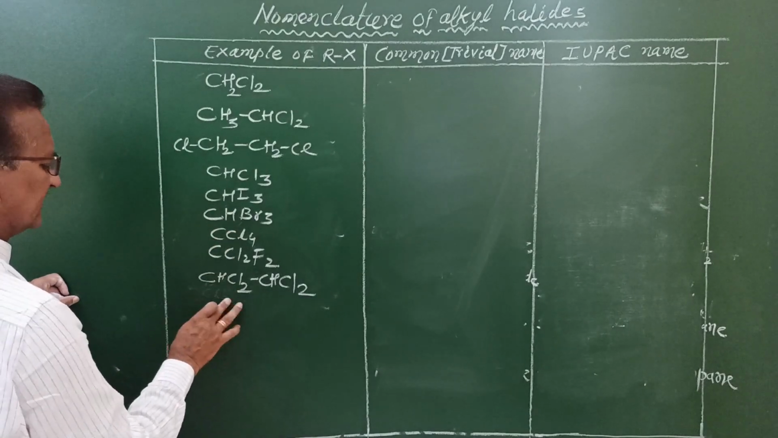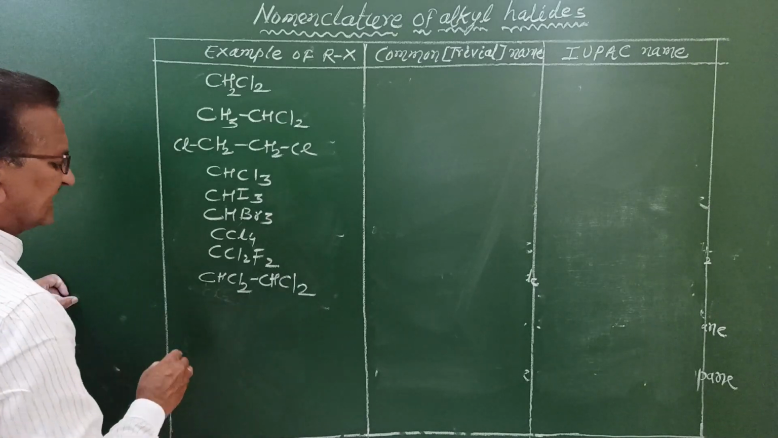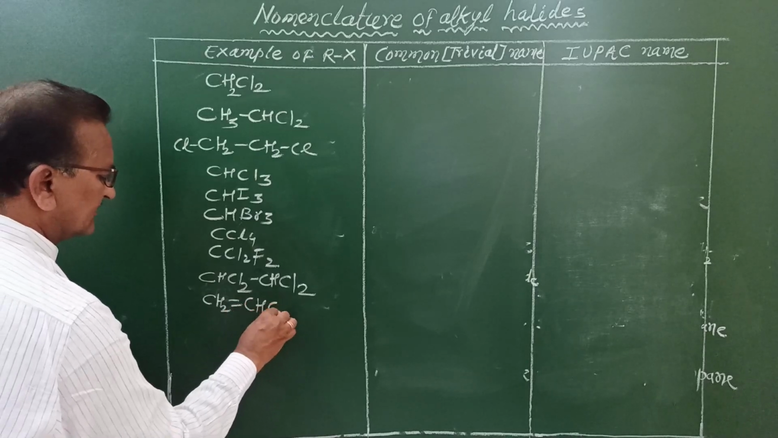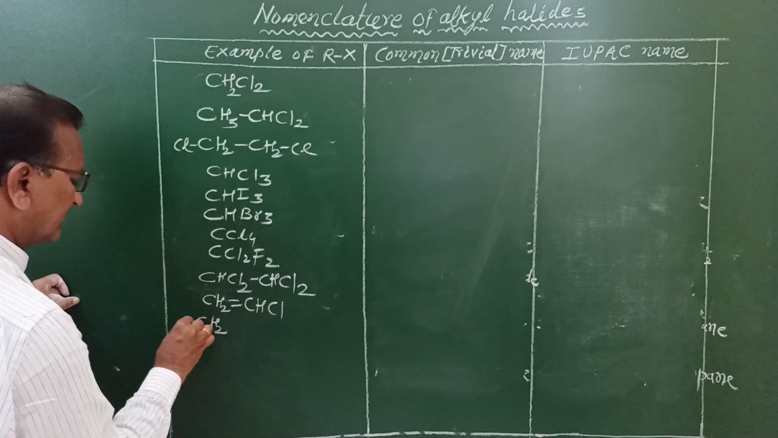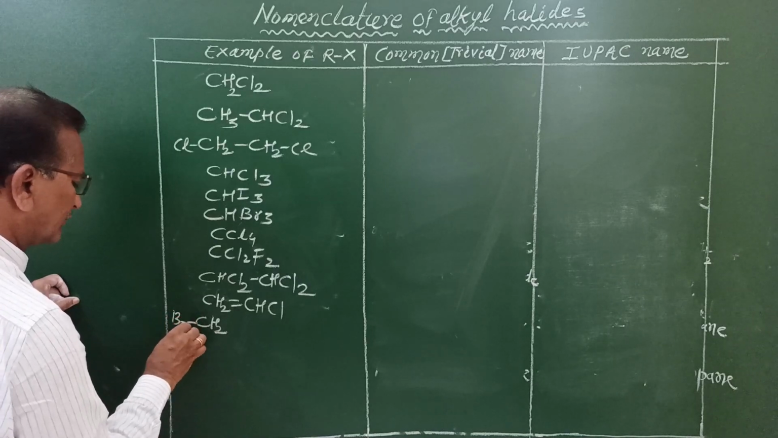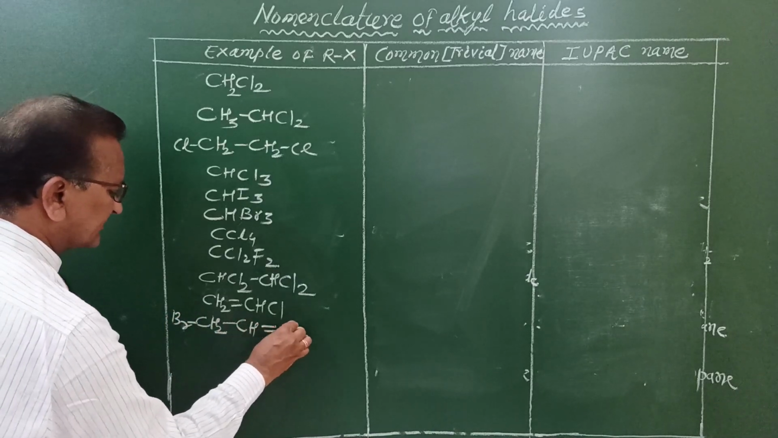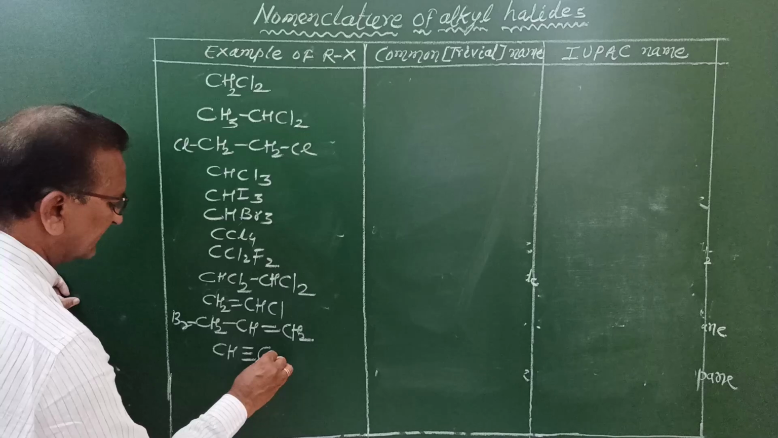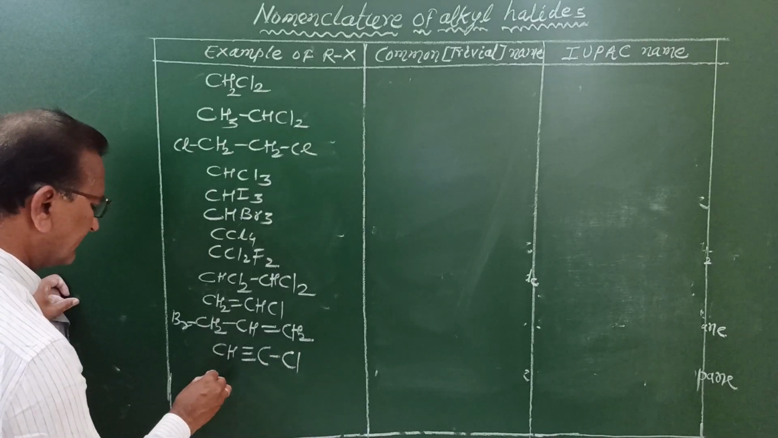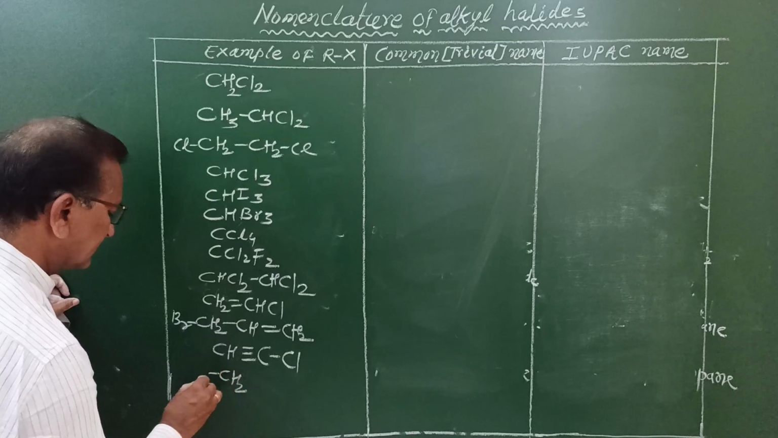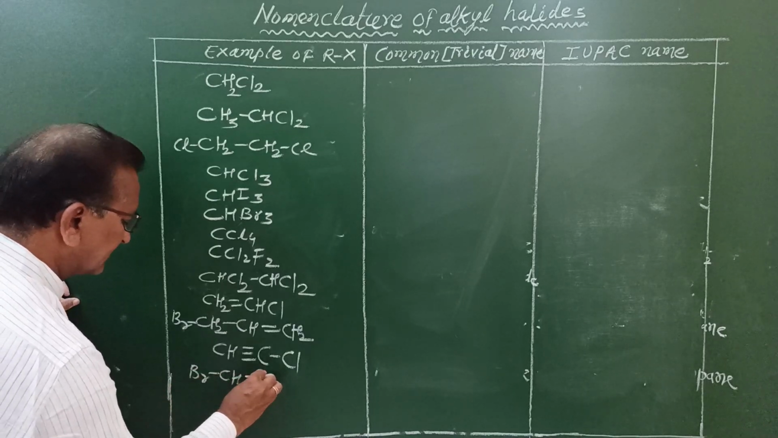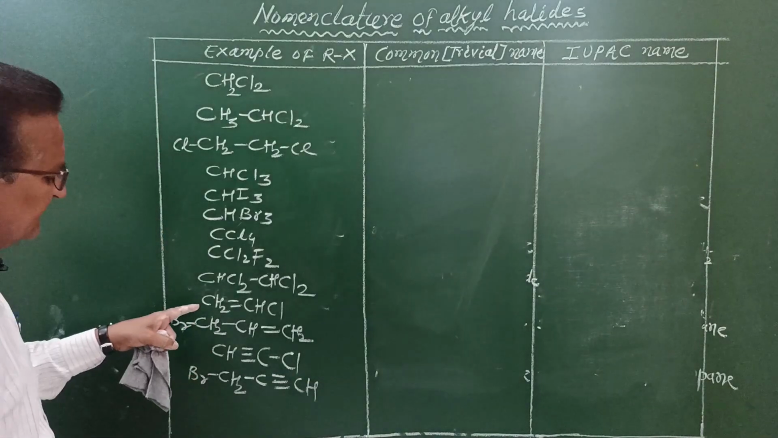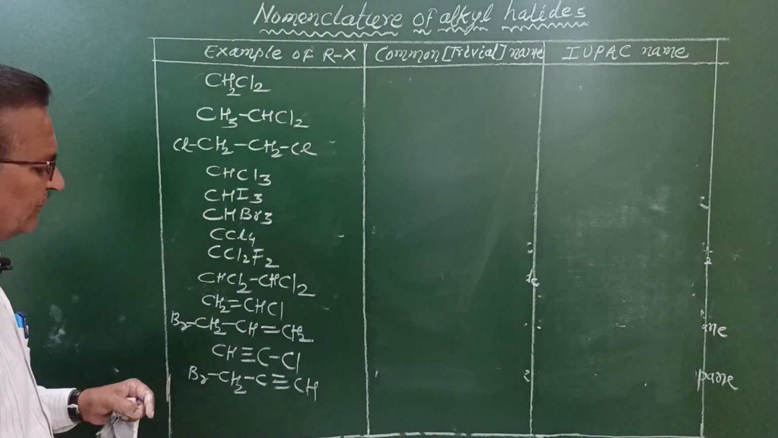Then we'll take some examples of unsaturated halogenated compounds. CH2 double bond CH-Cl, CH2=CH-CH2Br, next CH triple bond C single bond Cl, then CH2Br single bond C triple bond CH. These are the examples of unsaturated halogenated compounds.